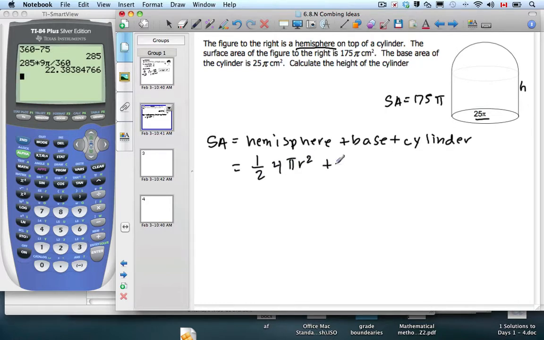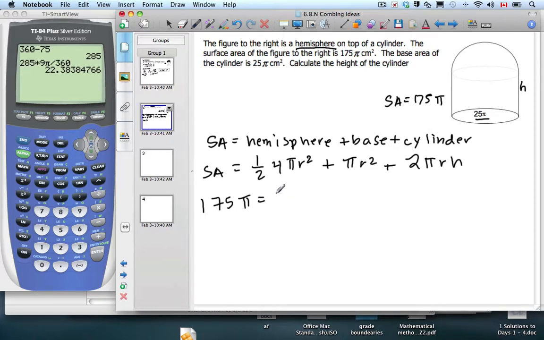The base, well, that's this right here. We can say pi r squared. And remember, with the cylinder we're only taking the curvy part. From a regular cylinder, the area of the curvy part would be 2 pi r h. And we know the whole surface area is 175 pi. Let's start substituting in. 175 pi equals 2 pi r squared.